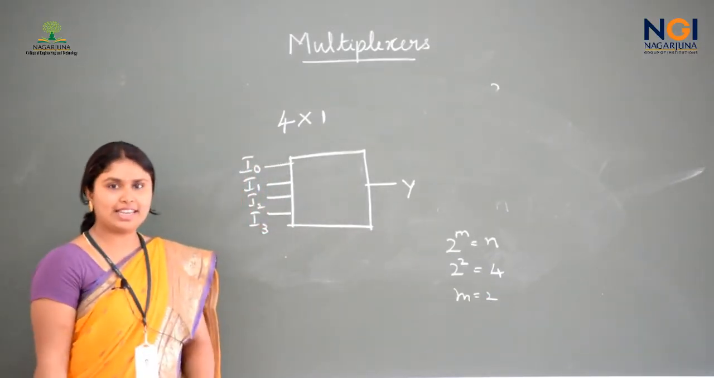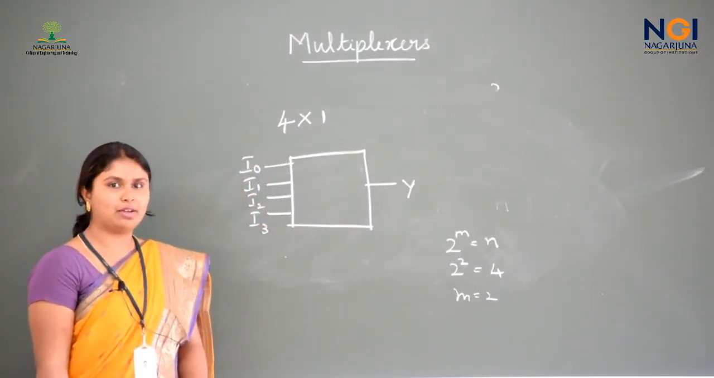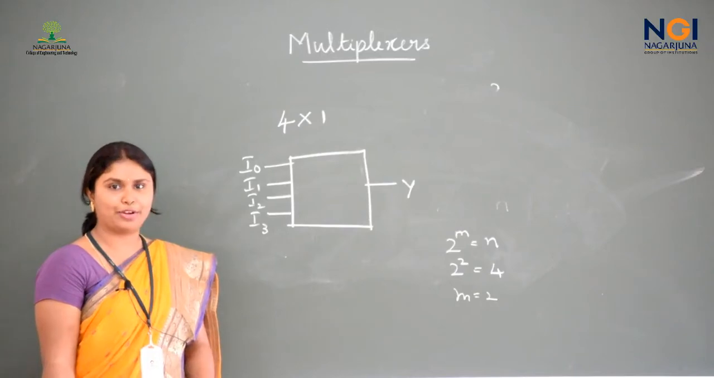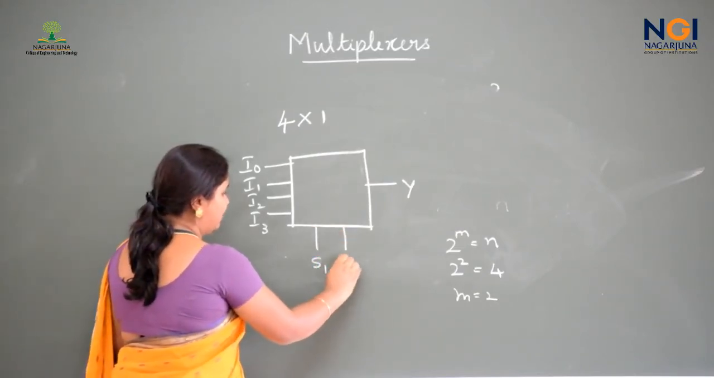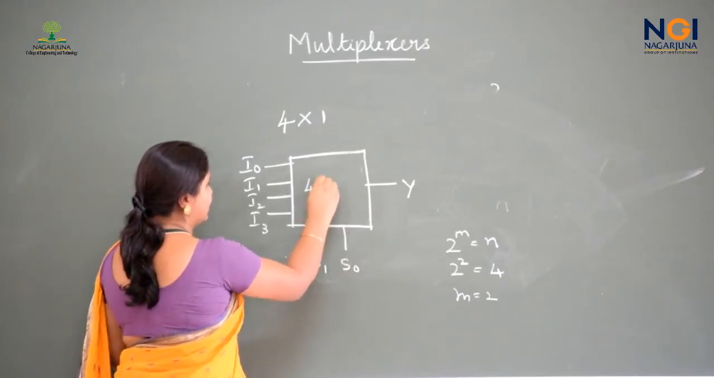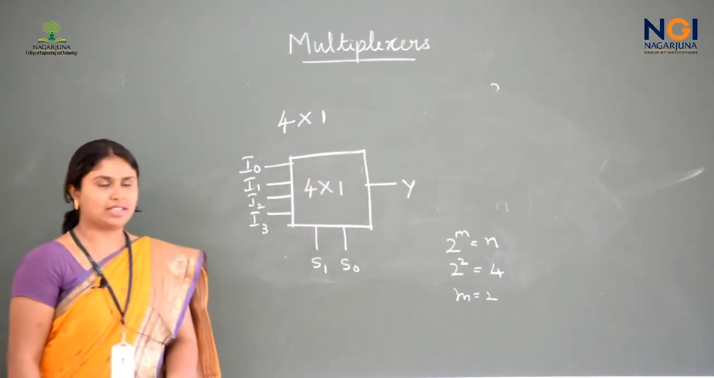So I should have 2 select lines to select any one of the inputs and direct it to the output at any point of time. Let me call these select lines S1 and S0. This is a 4x1 multiplexer.